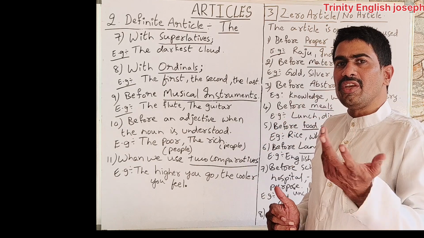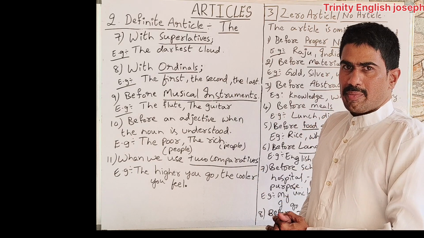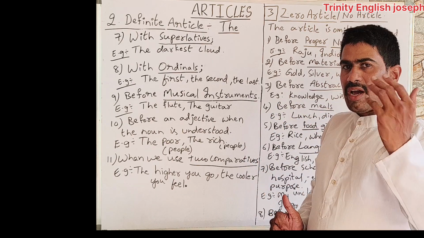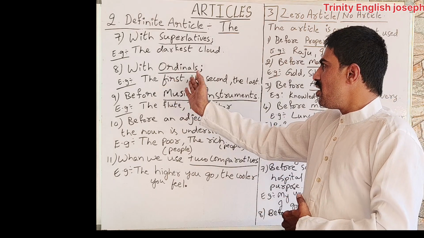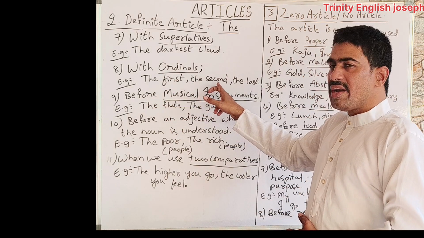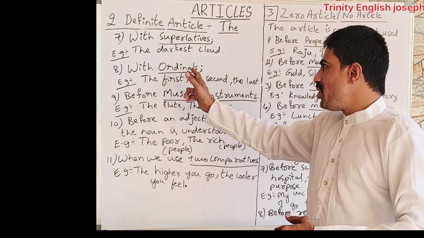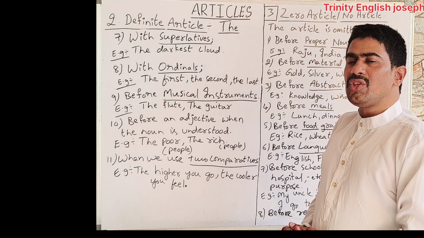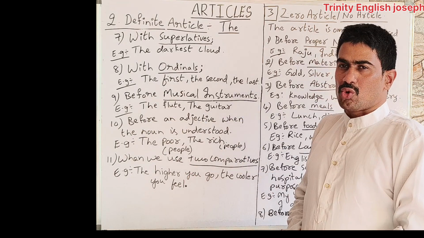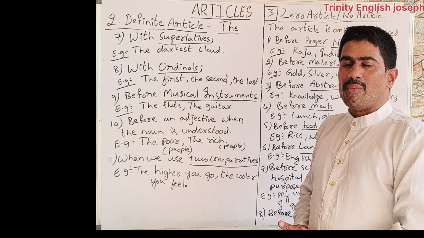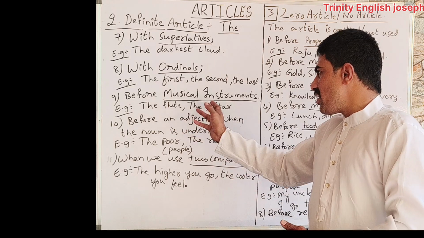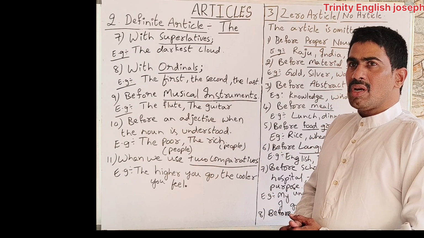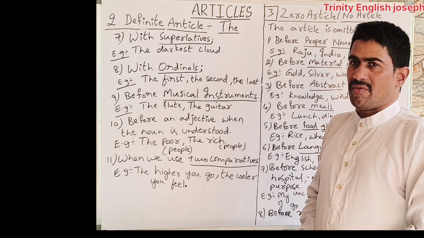Cardinals are 1, 2, 3, 4, 5 and so on. And ordinals are first, second, third, fourth, fifth, sixth and so on. So if you see here, the first, the second, the last. In this way, you would be using the before the ordinals. And coming to the ninth use, before musical instruments. As you know, you have heard about many musical instruments like the flute, the guitar, the violin, the tabla, the harmonium, and many other musical instruments, whatever we have.